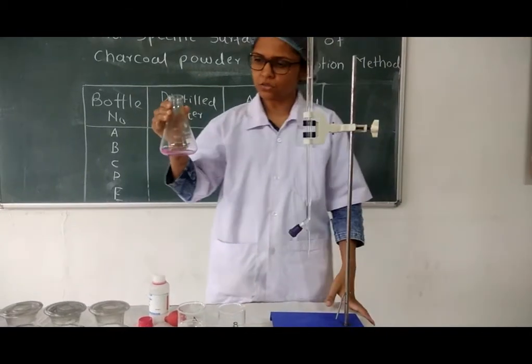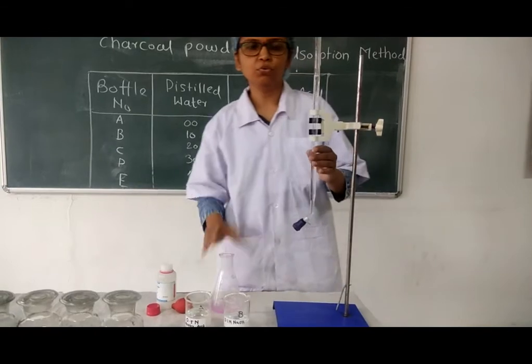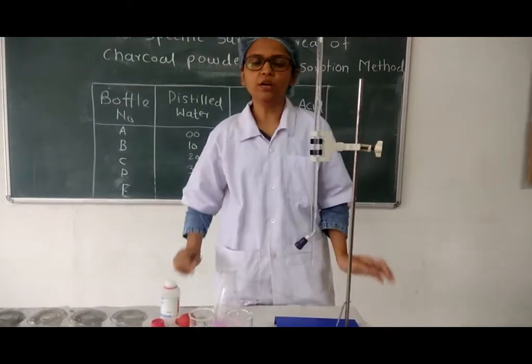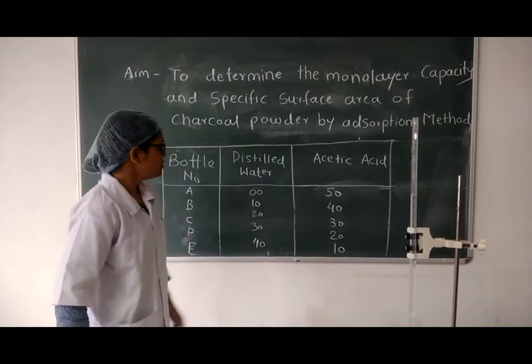Now this colorless solution is converted into the pink color. Then you have to note down this burette reading and calculate the exact normality of acetic acid. In the second stage, what we have to do?